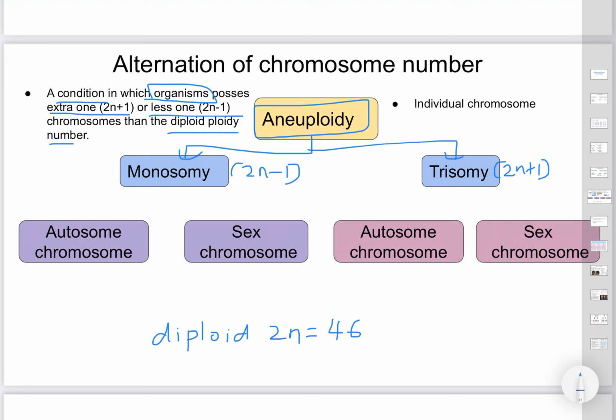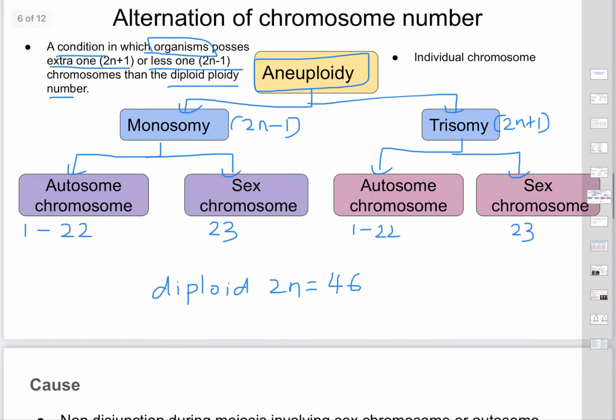Monosomy can occur on the autosomal chromosomes and also on the sex chromosome. Autosomal chromosomes involve chromosome number 1 until chromosome number 22, while the sex chromosome involves chromosome number 23. Trisomy can also affect autosomes and the sex chromosome. Same as monosomy, it affects chromosome 1 until 22 for autosomes, and chromosome 23 for the sex chromosome. How does this occur? It is due to non-disjunction.